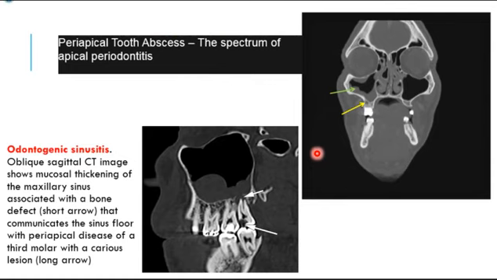This is again another case of periapical tooth abscess and the spectrum of apical periodontitis. And this is an odontogenic sinusitis. Look, we have the dental caries. The crown is absent. Now it's extending to the pulp region and eroding the bony layer and extending into the maxillary sinus, causing features of maxillary sinusitis such as thickening, or maybe a fluid level, or anything else associated with the sinusitis.